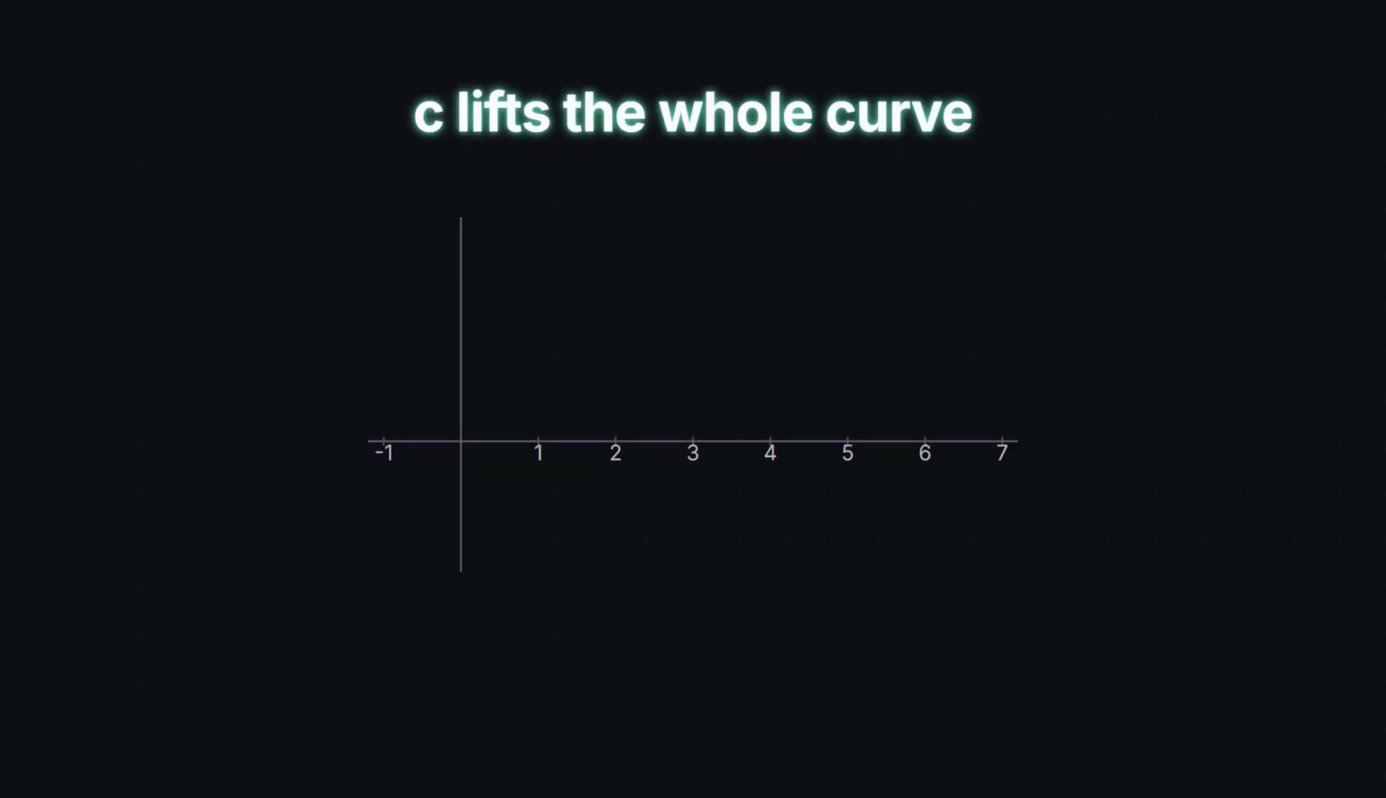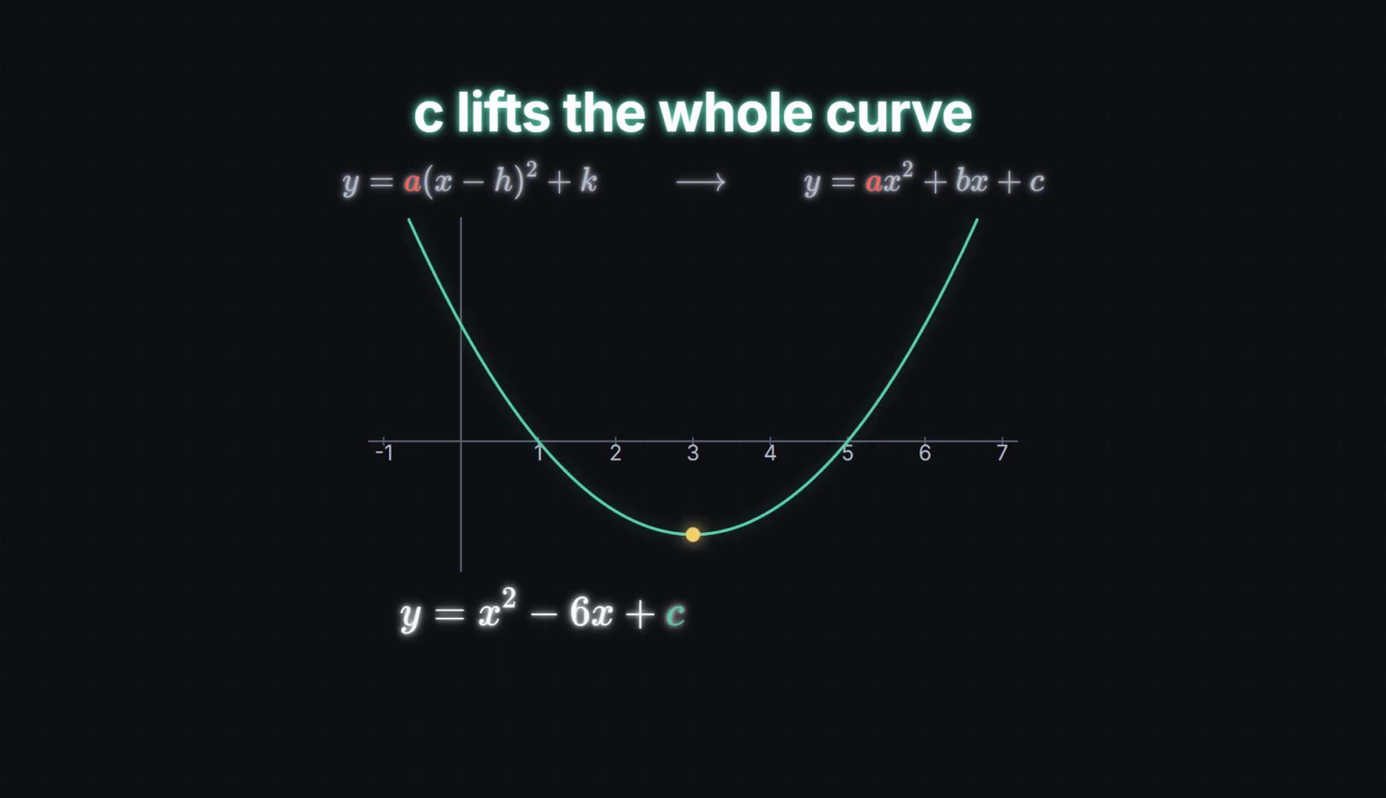Back to the original coefficients now. The a is the same in both forms. It stretches the curve, or tips it over, exactly as before. So watch what the other two do. Start with c. Change the 5 in our equation, and the shape does not change. The axis does not move. The whole curve just rides up and down.